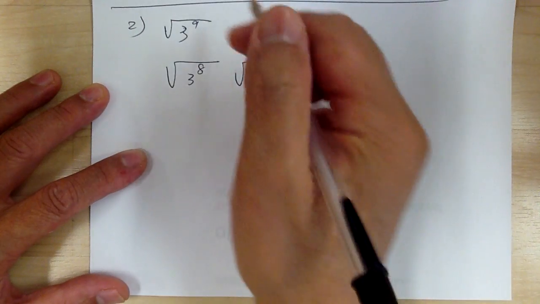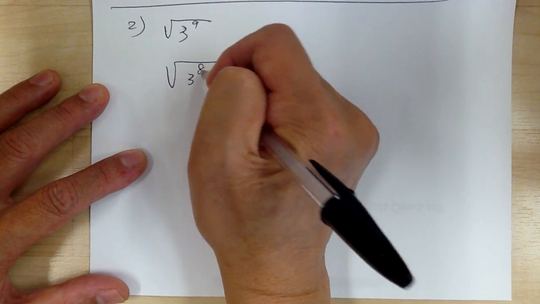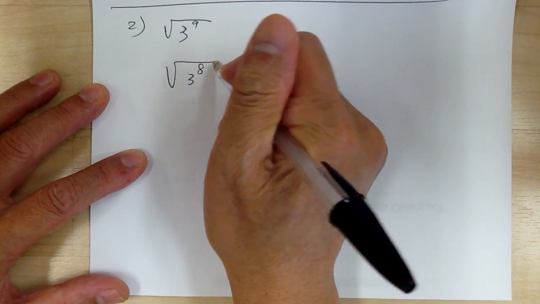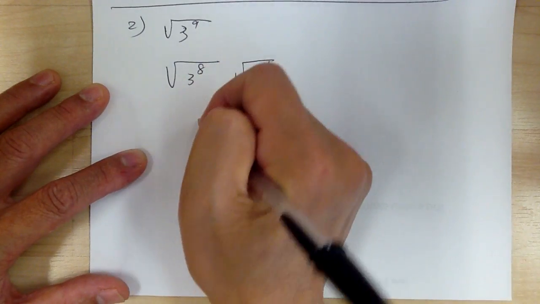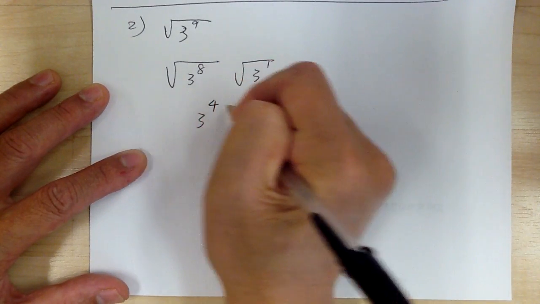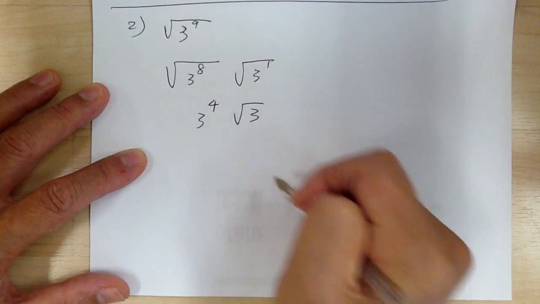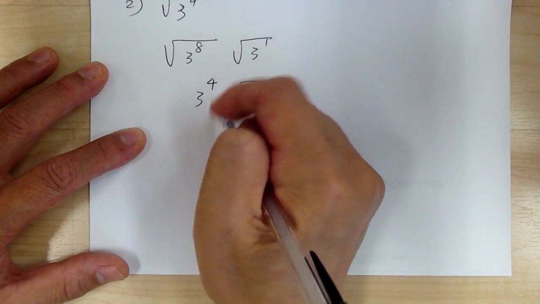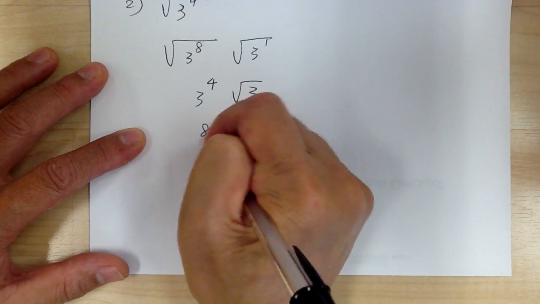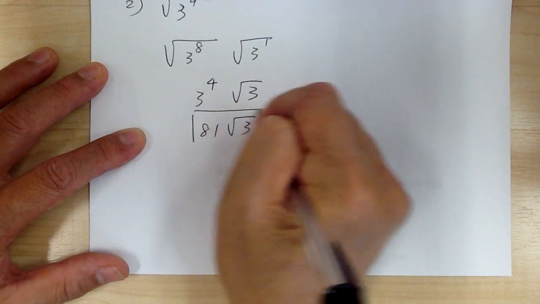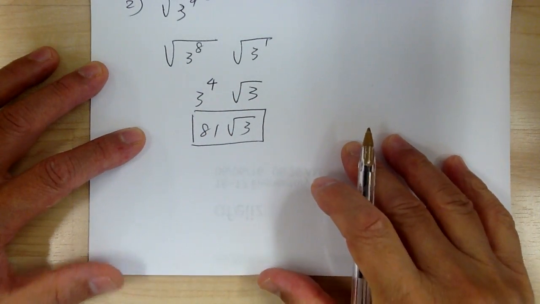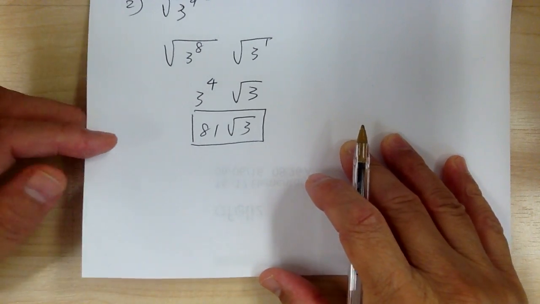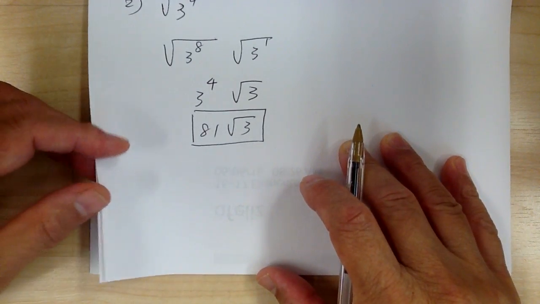So once you simplify, the square root is gone. Do not keep hanging on to your square root. So this becomes 3 to the 4 and the square root of 3. And so you can multiply out. 3 to the 4th power is 81 square root of 3. And that is your answer. Okay, so let's go and do a few more. Let's do number 3.